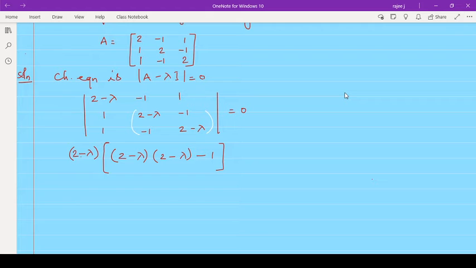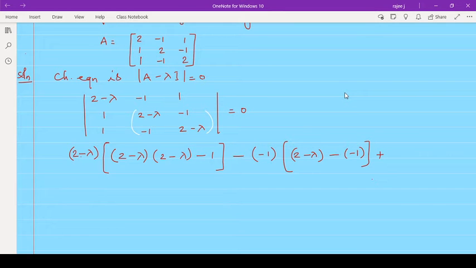The first term is A11 into its minor. Then minus the second term, minus 1 into, leaving the row and column of A12. Leaving that, you will get 1 into 2 minus lambda, that means 2 minus lambda, minus 1 into 1, which is minus 1.